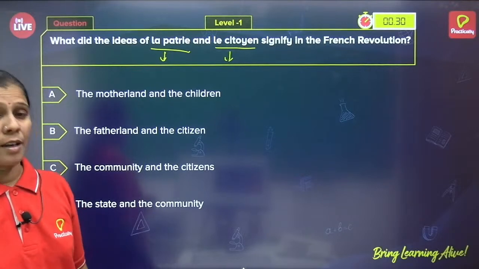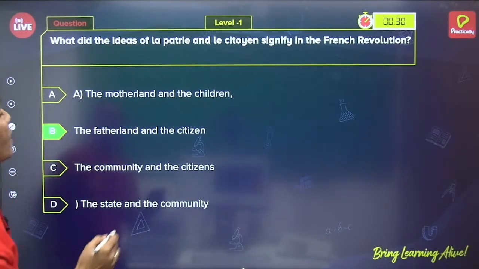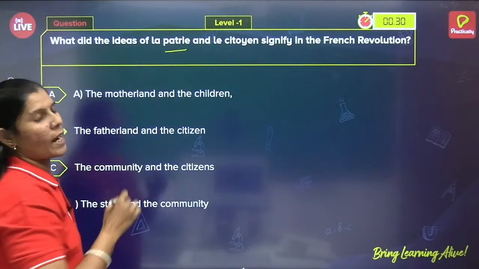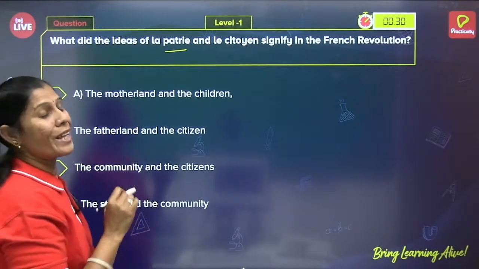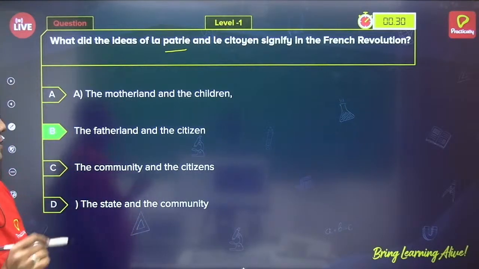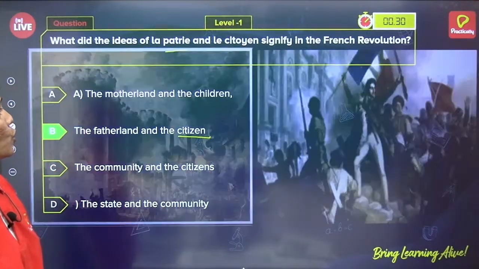Yes. Here was your answer. The answer is the fatherland. Patria, in the French language, means father, fatherland. And citoyen in the French language means citizens. Okay, so this is in the French Revolution.